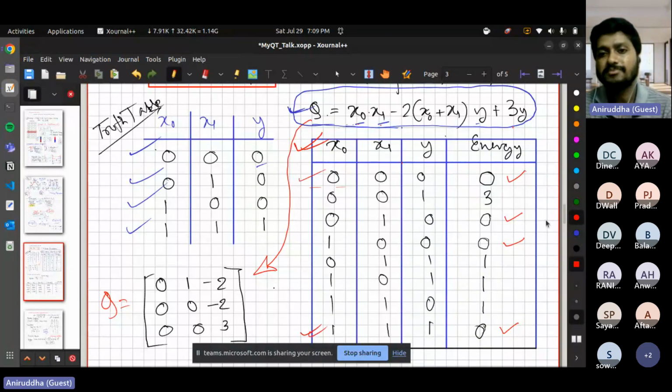Now if you simply put these combinations, 0, 0, 0, in this expression, you get the value of this function equal to 0. That's basically the energy expression of it. If you simply put 0, 0, 1, you get 3. You can just do it manually because there are only 8 combinations.